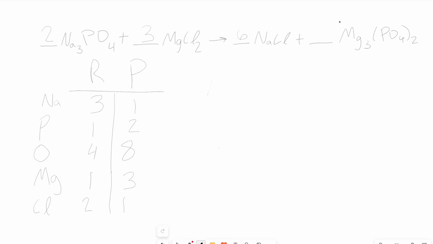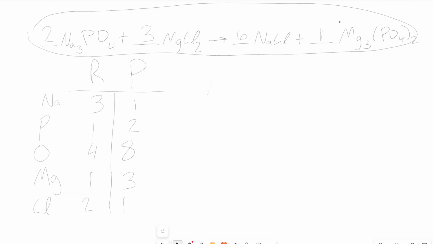3 Mg's on this side now, and Mg3. So we can write 1 or leave it blank there. So this is going to be our balanced equation, and that is the table that we use. And yeah, should be pretty simple.